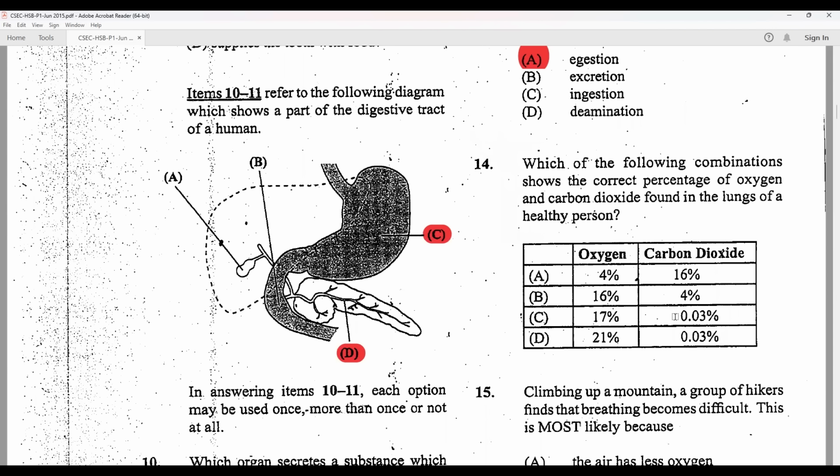Question 14. Which of the following combinations show the correct percentage of oxygen and carbon dioxide found in the lungs of a healthy person? So it means this person has basically taken a breath in, and depending on which book you read, you might see 20% or 21% for oxygen, and carbon dioxide is always at 0.03%. So D is the answer.